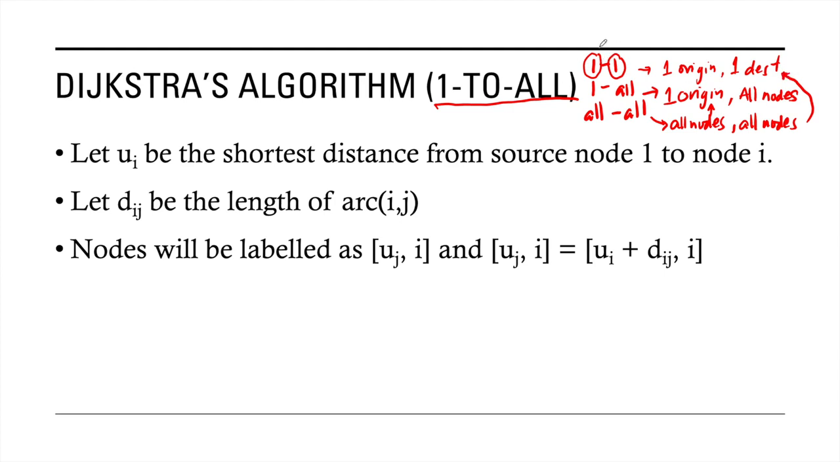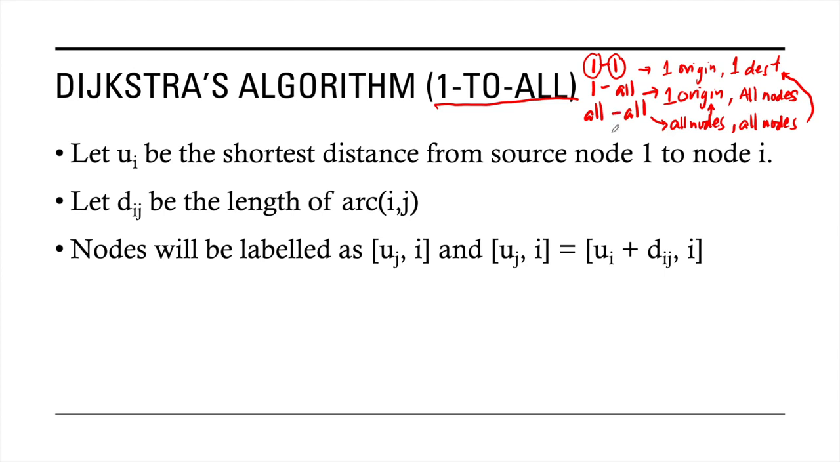Now, one-to-one algorithms are usually fast to implement. All-to-all algorithms usually take time to implement, because you're looking for the shortest paths from all nodes to all the other nodes. A nice compromise in between are one-to-all algorithms. And in this case, Dijkstra's algorithm, one of the most popular algorithms in network models for the shortest path problem, is a one-to-all algorithm.